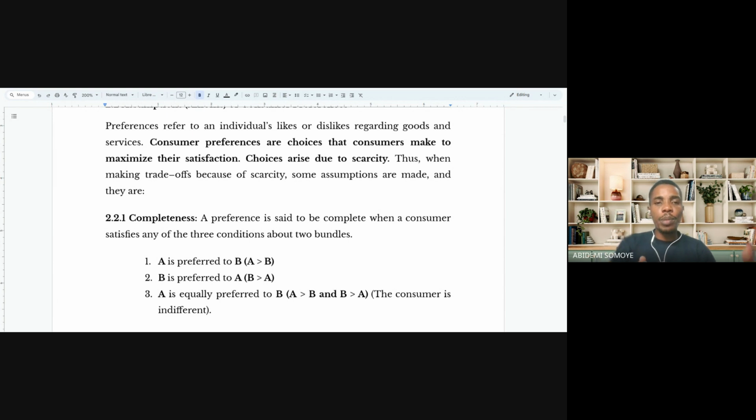Okay, that's what it means by A is preferred to B. So we could say that A, for example, is Nike and that B is Adidas. We could say a preference is said to be complete if you prefer Nike to Adidas, right? That's one of the options. When you go to the market, that's one of the options that you come up with. Okay, I just prefer this to that.